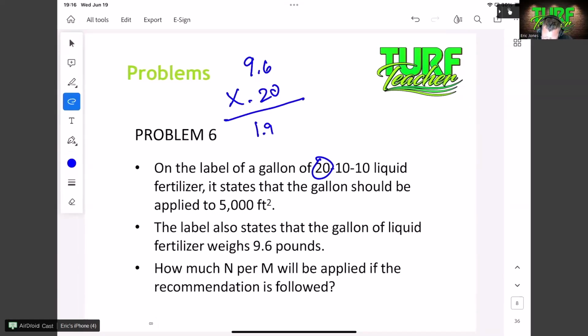This is 1.92 pounds of nitrogen. We're going to divide that by the 5,000 square feet. This is 0.38, round up to 0.4 pounds nitrogen per 1,000.